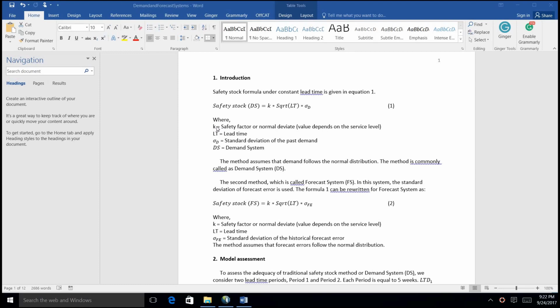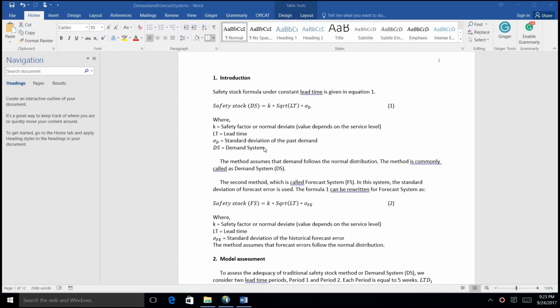Sometimes you have direction from your management on how much customer service level you should keep, and if there is not, then you need to use your instinct or your understanding of your data and the industry. So it totally depends on you how you use it. We call this formula the demand system as well.